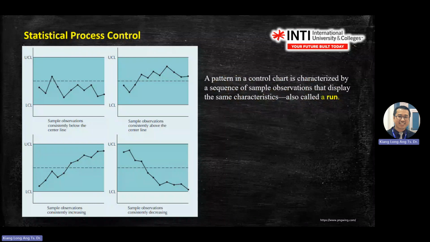Okay, so these are the observations. The pattern in the control chart is called a run. So you have 4 types of run. The first one is consistent, the second one is consistent above the center line, this one on the left is consistent below the center line. This one, observations consistently increasing, consistently decreasing. So these are the keywords that we use to describe the run in our graph.